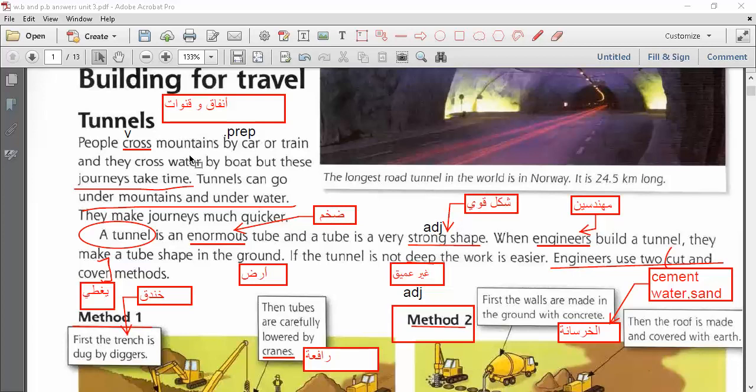People used to cross mountains by car or train and cross water by boat, but these journeys take time, so they make tunnels. Tunnels are quicker and better. Let's see. What is a tunnel? It is an enormous tube and it is a very strong shape.